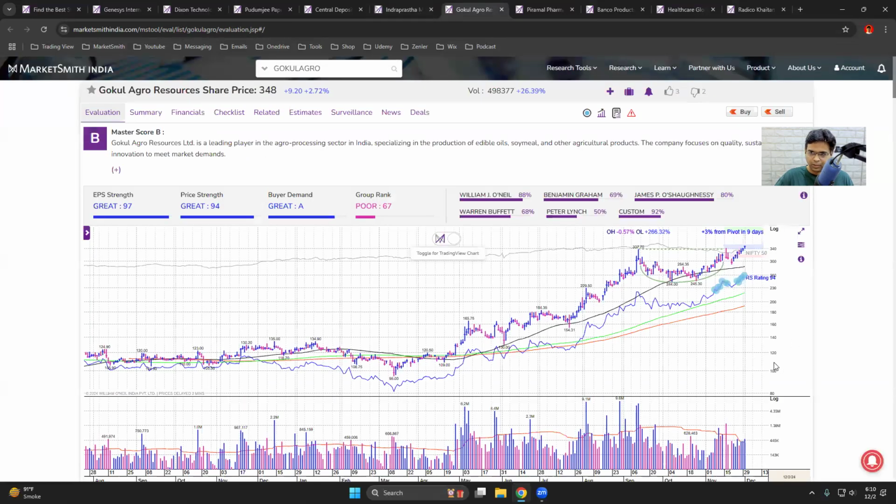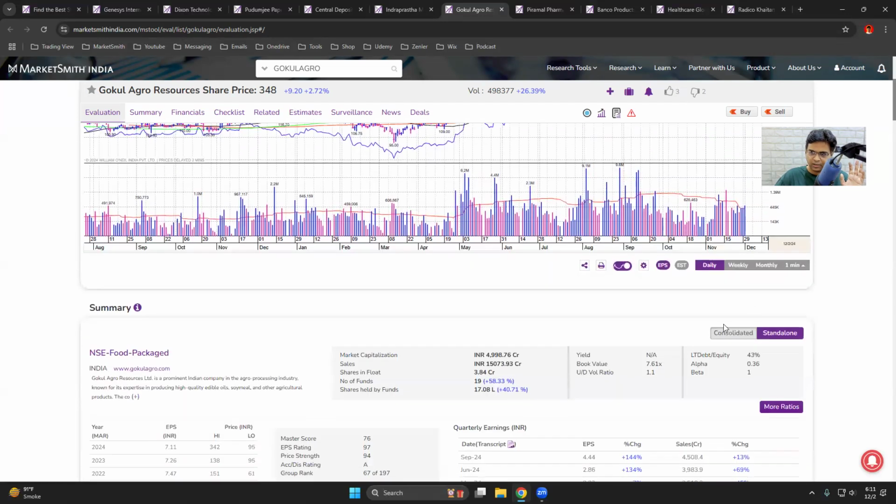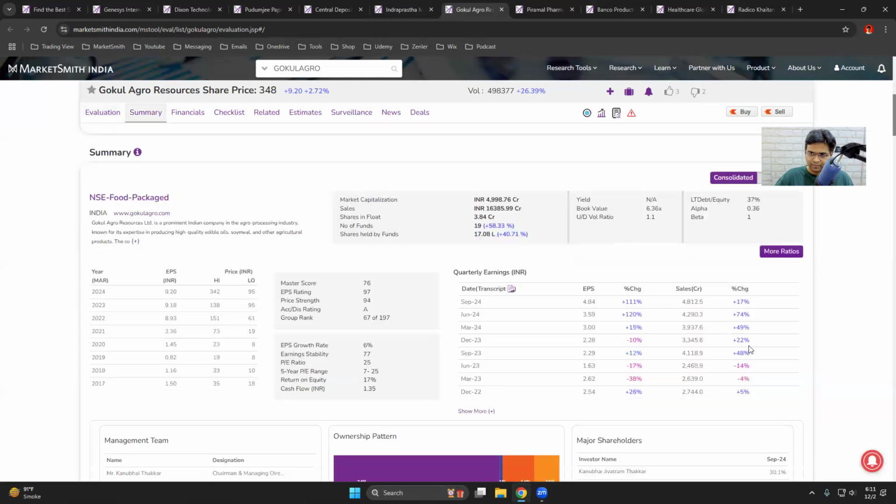Next, Gokul Agro. Now, this is a red flag. So I would not even look at the stock. I would not even look at the sales. I would straight away reject it. But assuming it is not a red flag, see, this number is less than 25% and in the latest quarter it has decelerated. So I would reject this.